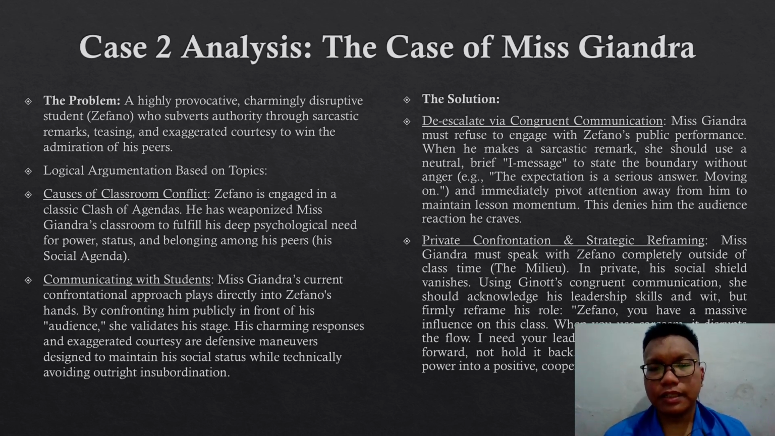The solution here is first to de-escalate via congruent communication. Miss Giandra must refuse to engage with Zefano's public performance. When he makes a sarcastic remark, she should use a neutral, brief I-message to state the boundary without anger. Example: the expectation is a serious answer. Moving on. An immediate pivot of attention away from him maintains lesson momentum. This denies him the audience reaction he craves.